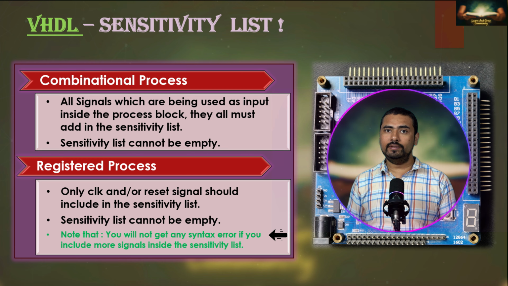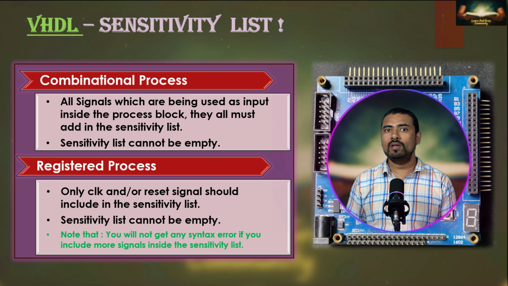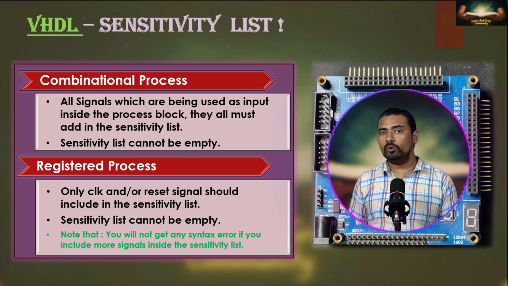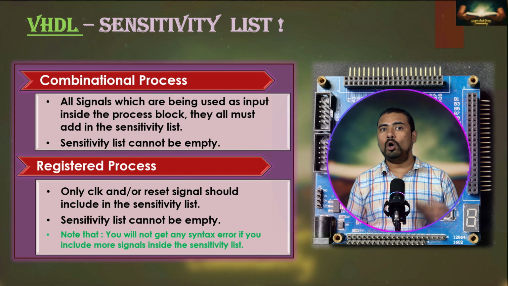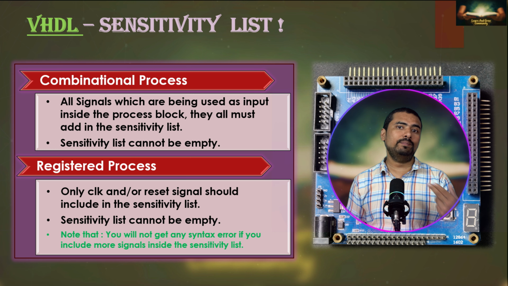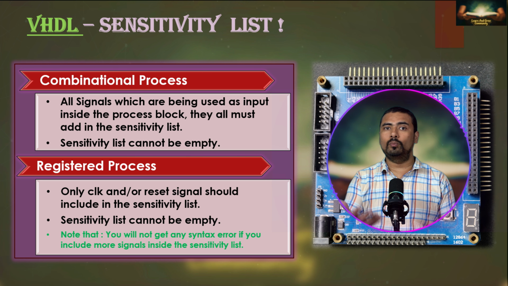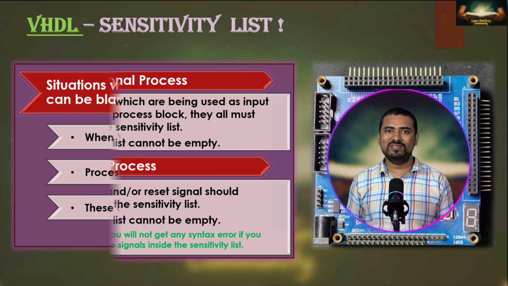Now you should remember that the VHDL compiler will not give you any error if you are adding more signals in the sensitivity list, whether you are writing a combinational process or a registered process. But you will see differences in your simulation results and in your synthesis results, because the output may not function correctly, or the output you are getting may not be expected from your design. And this will happen if you are not following the good practices with the sensitivity list when you are working with VHDL process blocks.